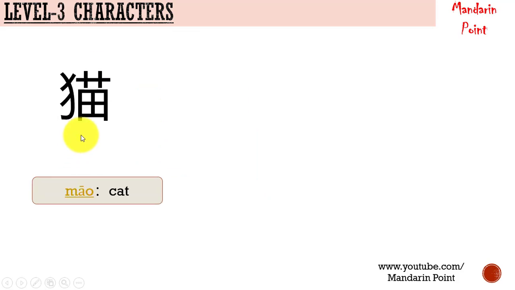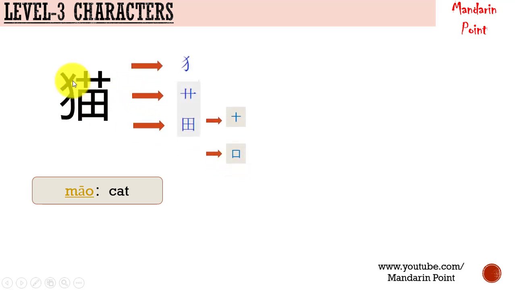Here we have another one, Mao, meaning cat. We can see that this one is the first character, second character, and this one is the third character. Okay, let's decompose it further. This one is over here. It cannot be decomposed further. This one is over here. It cannot be decomposed further. It is the third one, but it can be decomposed further. And we can see it is composed into Shi and Ko.